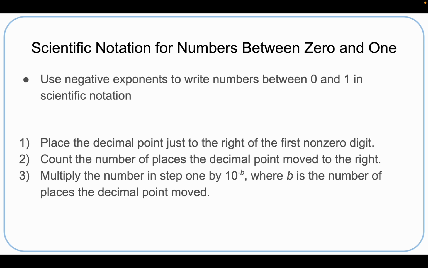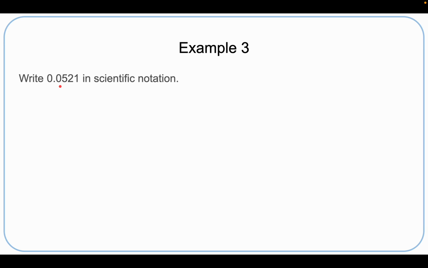And lastly, we would multiply the number in step 1 by 10 to the negative b power, where b is the number of places that the decimal point moved. So let's look at an example of that. Here we have a number that is somewhere between 0 and 1. To write this in scientific notation, we need to put our decimal point behind the first non-zero digit in this number. That would be 5. So we're going to make it 5, then our decimal point, and then the rest of the digits, 21: 5.21. Then we're multiplying it by 10, and the power is going to be negative. How many places did we move that decimal point? 1, 2. This is going to be 10 to the negative 2 power.